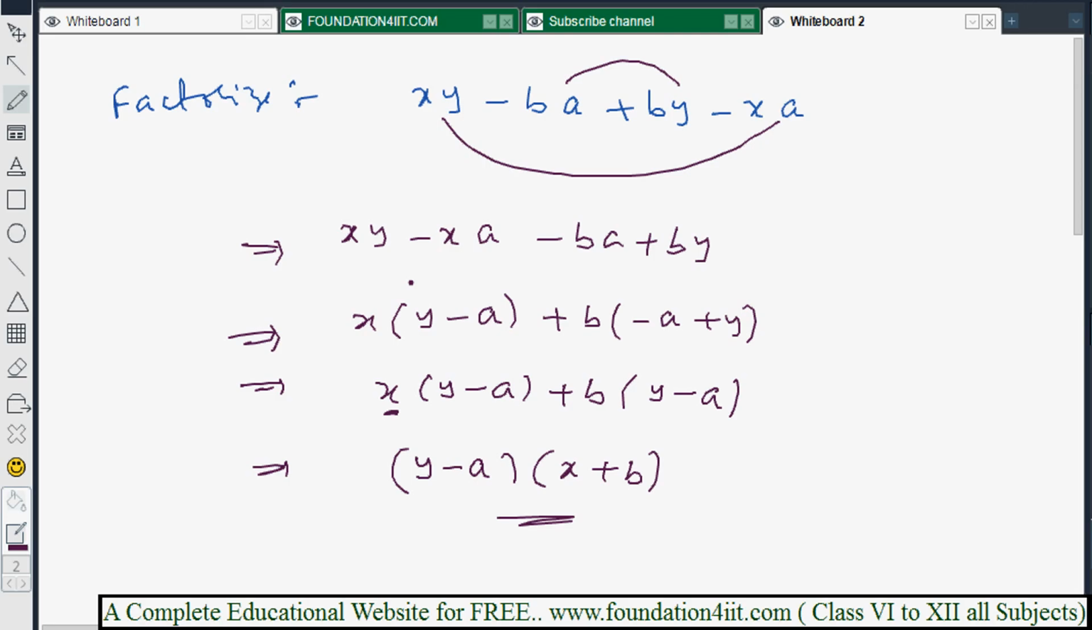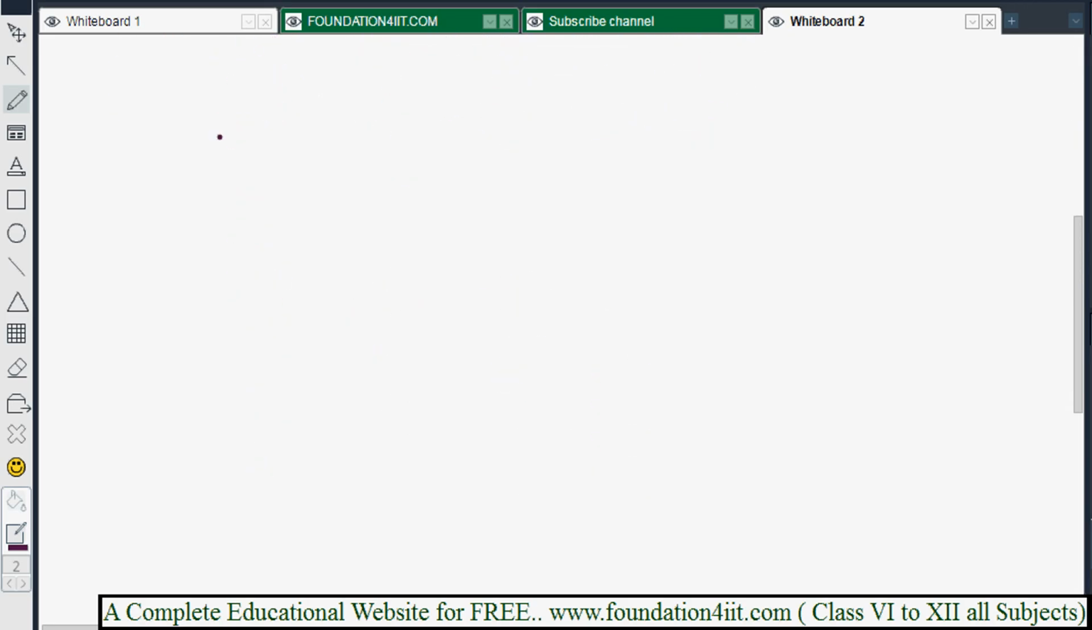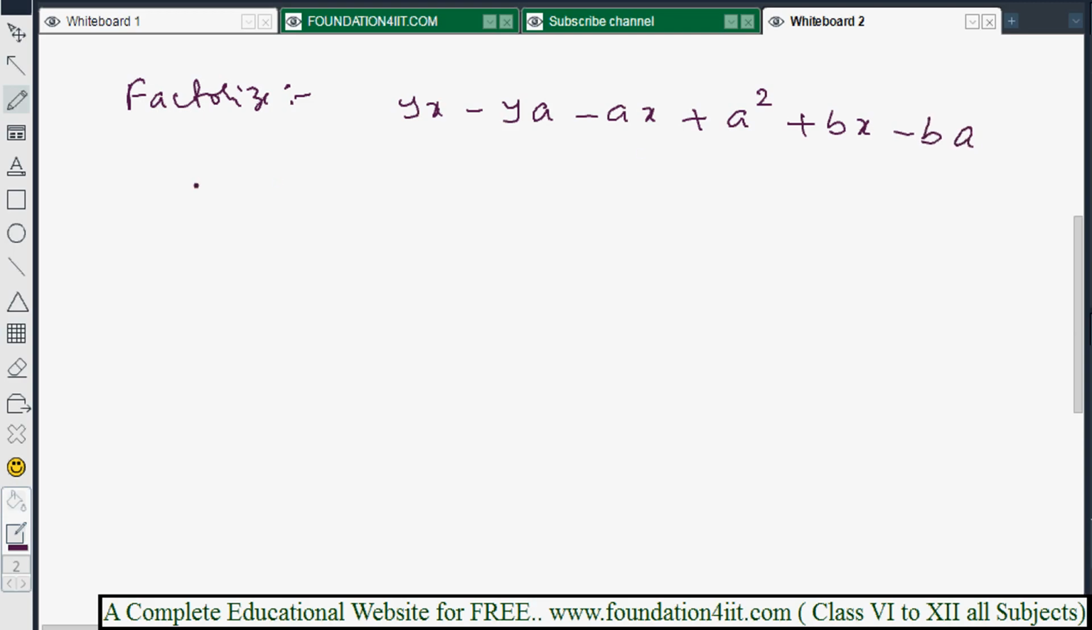And one more example I'll show you. Okay, let me take one question here, then you understand what to do. I'm taking more than 4 terms. Factorize yx minus ya minus ax plus a square plus bx minus ba. Just understand clearly how to solve this problem. Here there are 6 terms given. First two, next two, last two. If you observe, you can take some commons here.